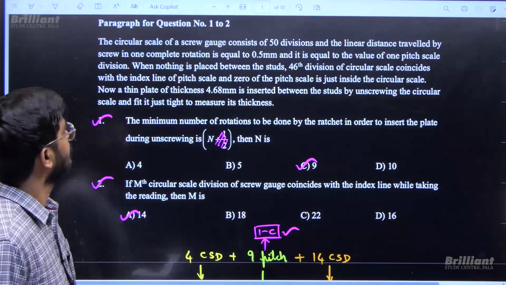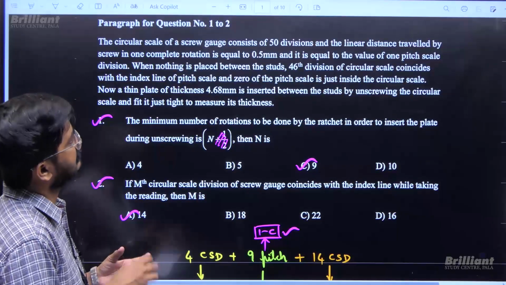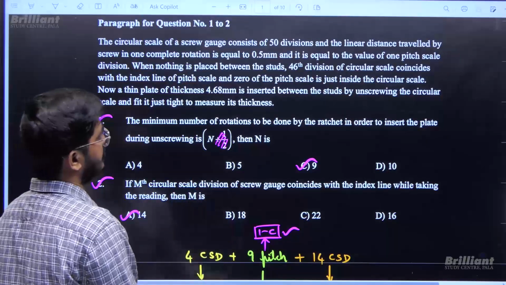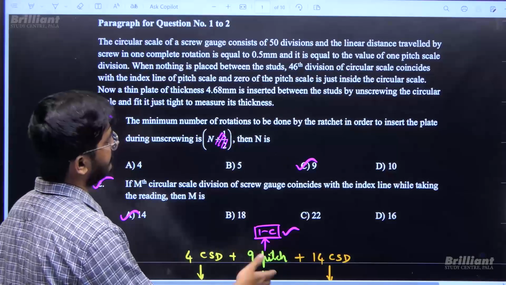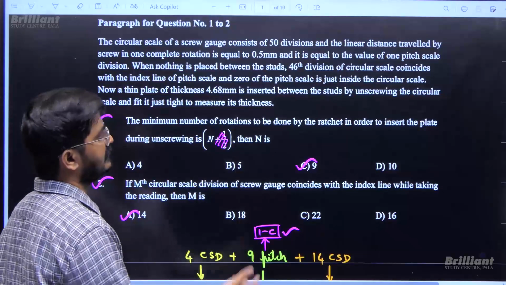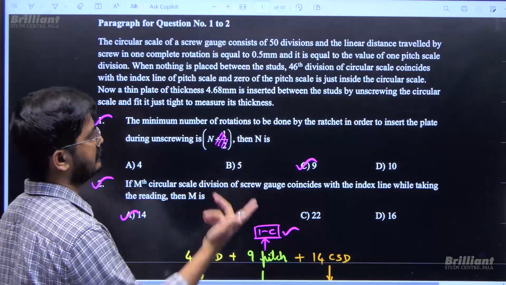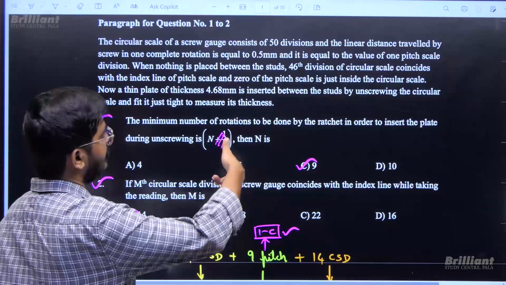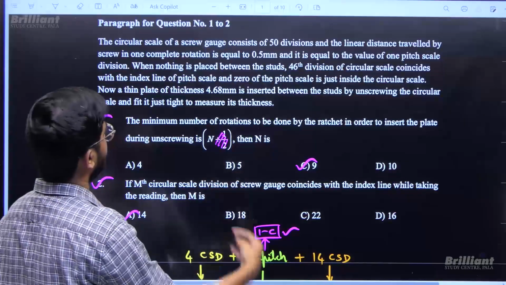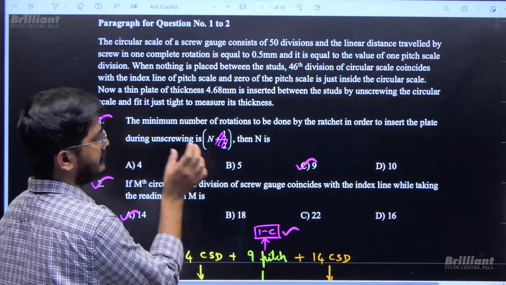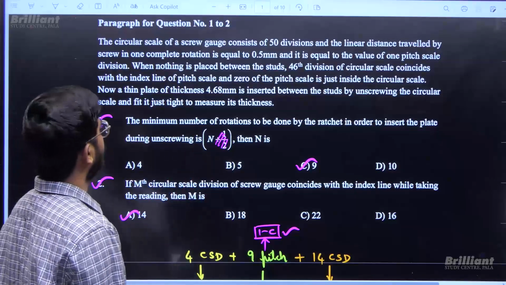The first question says, the circular scale of a screw gauge consists of 50 divisions and the linear distance travelled by screw in one complete rotation is 0.5 mm and it is equal to the value of pitch scale division. Generally those two will be equal, but sometimes they differ, but in this particular question they said it is equal. So the meaning is if you rotate one full circle, it will move by 0.5 mm and the distance between two lines on the main scale is 0.5 mm.